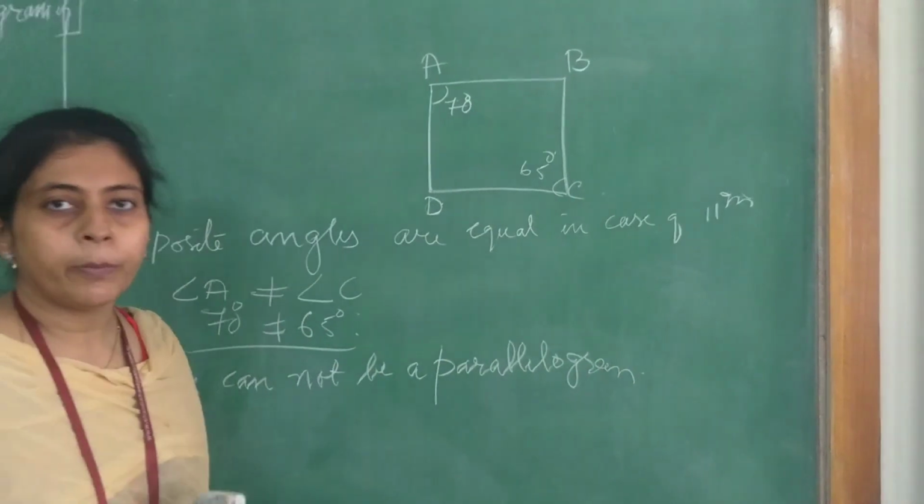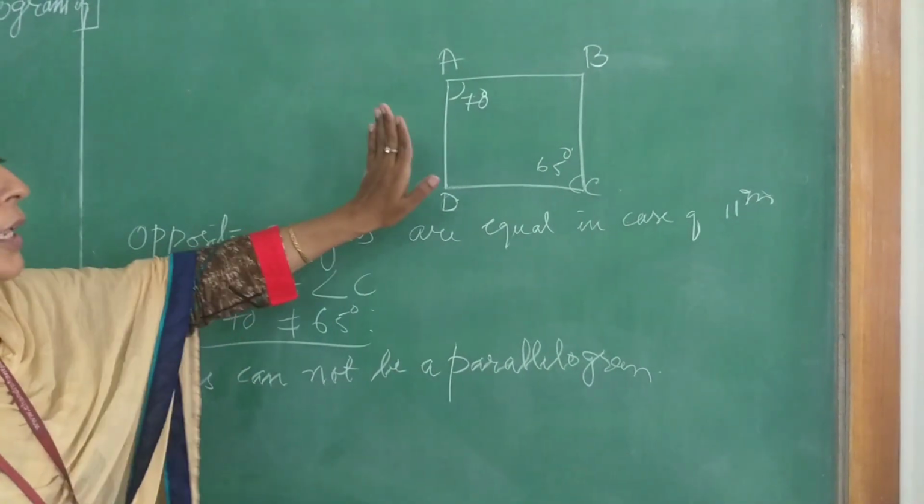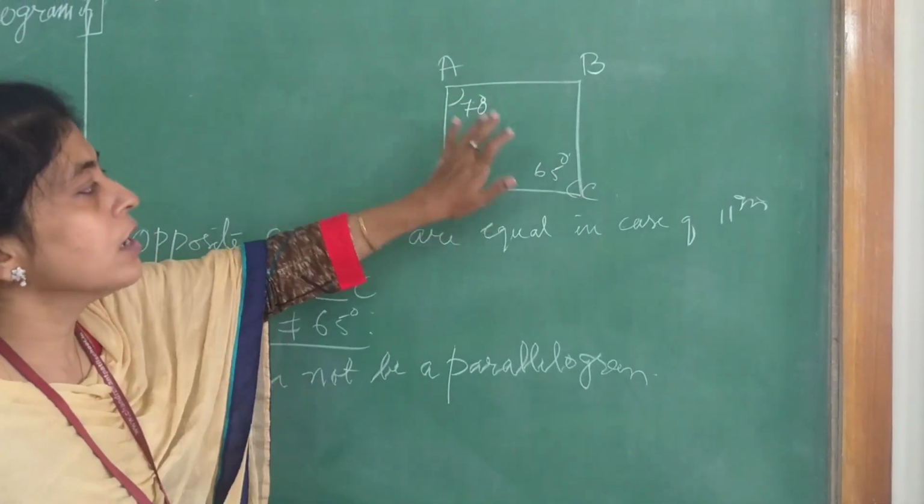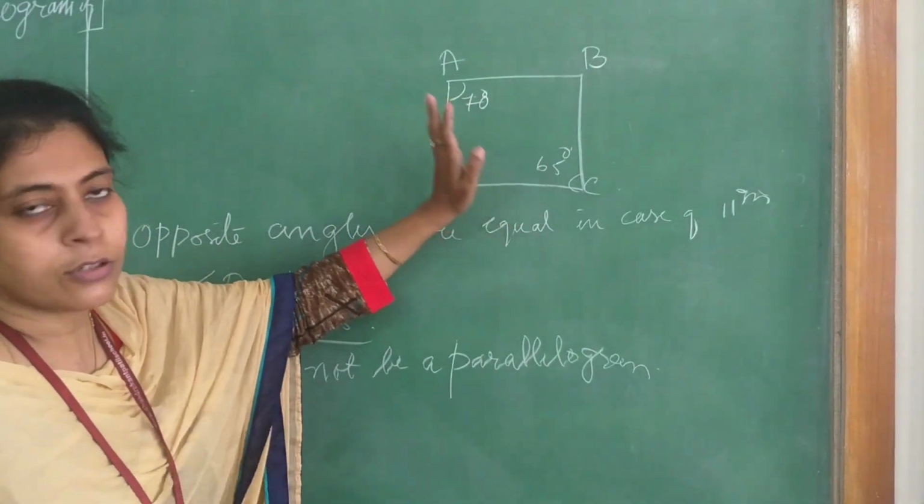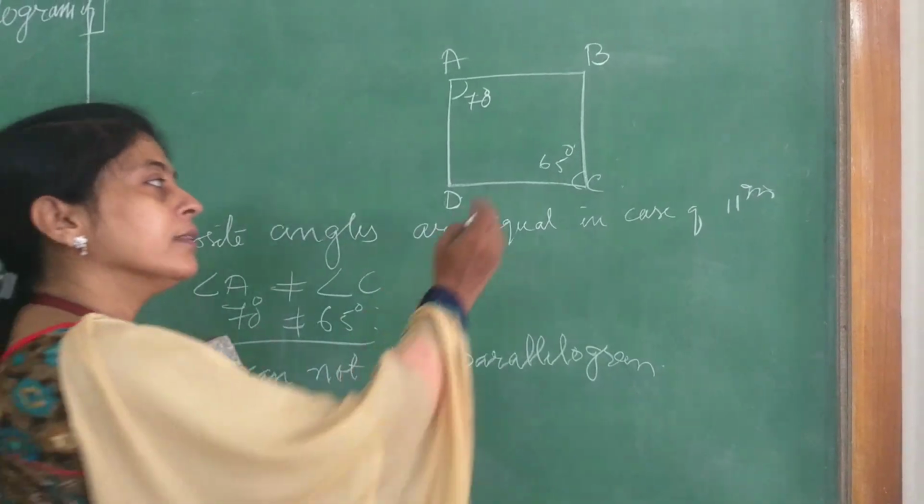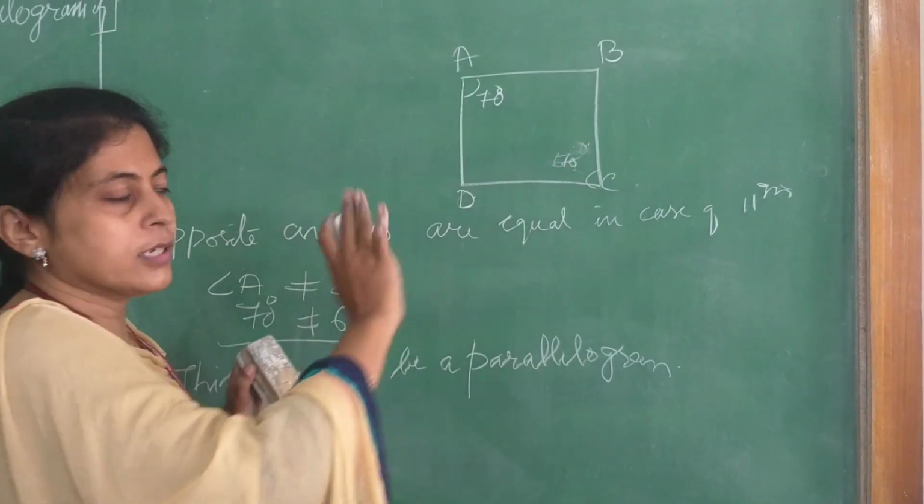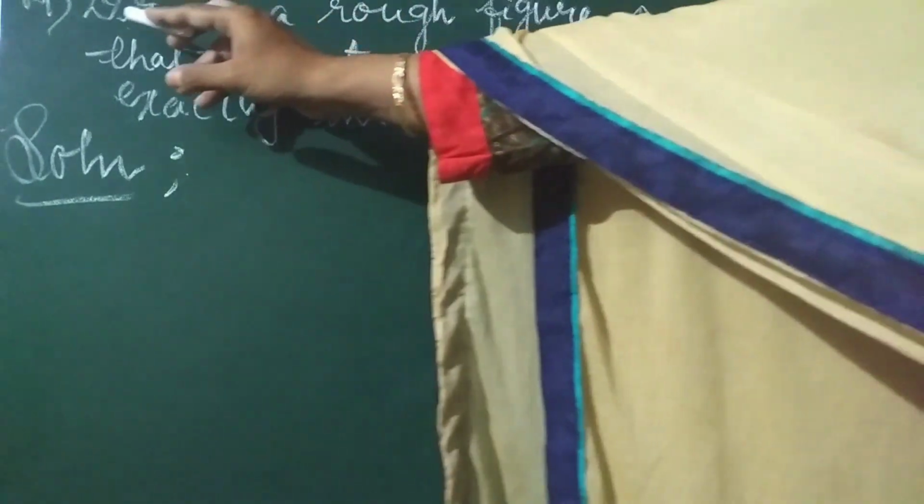Once you know all the properties of the parallelogram, you can easily do such type of problems. You can see now angles are asked, so they are not equal, so therefore it is not possible to be a parallelogram. If this also was 70 degrees, then it could be, but now it is not possible. The next problem, fourth one.